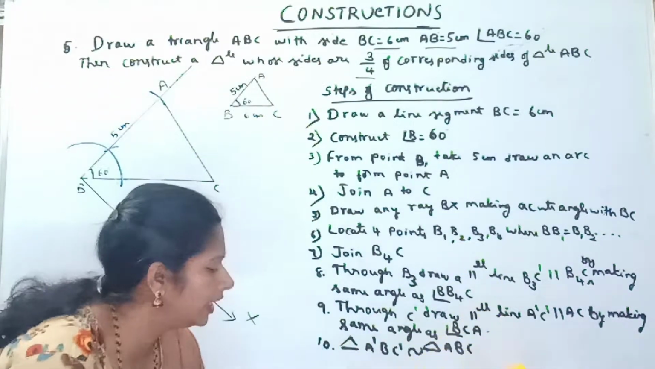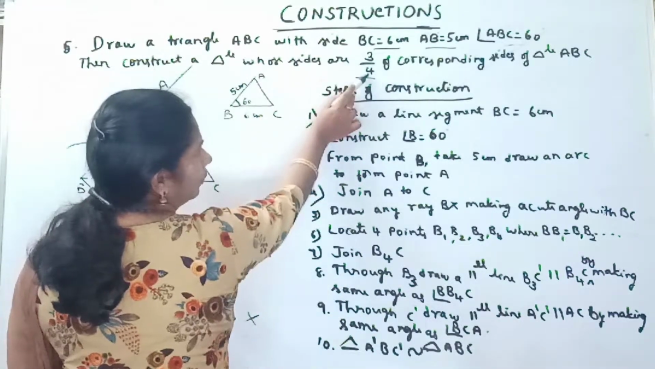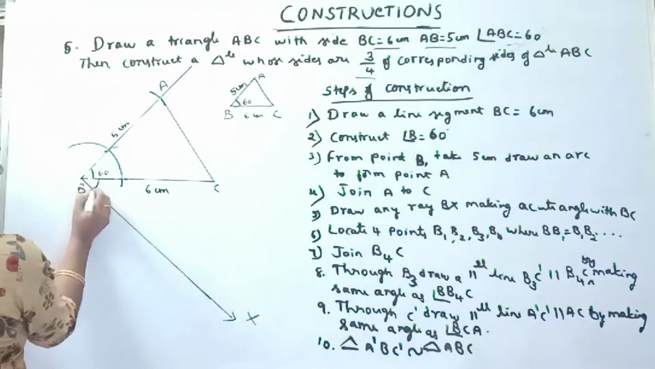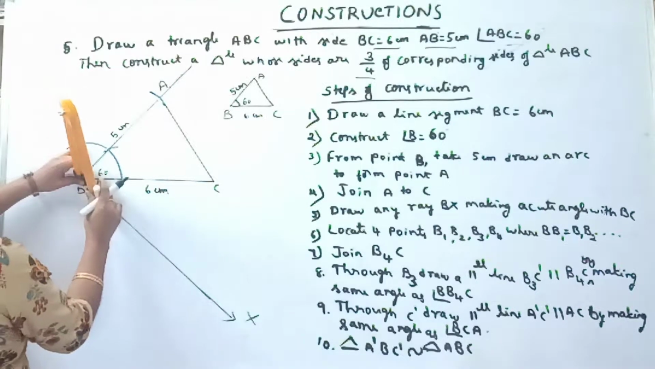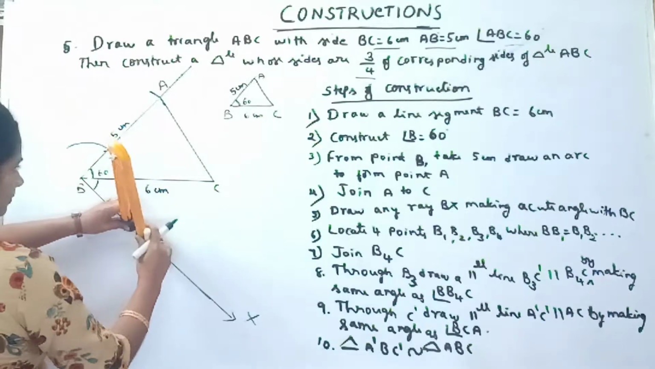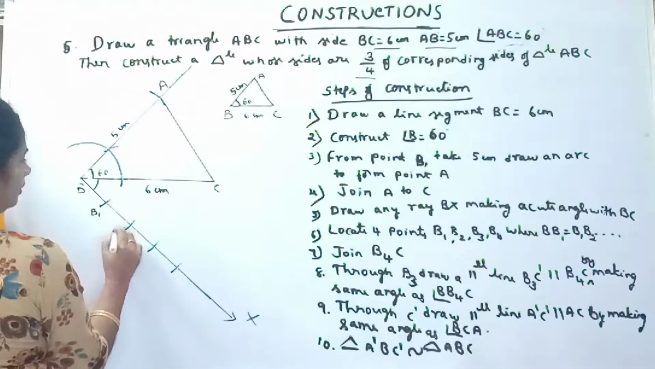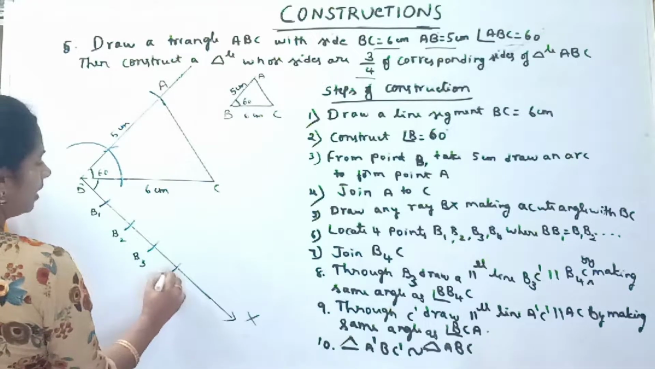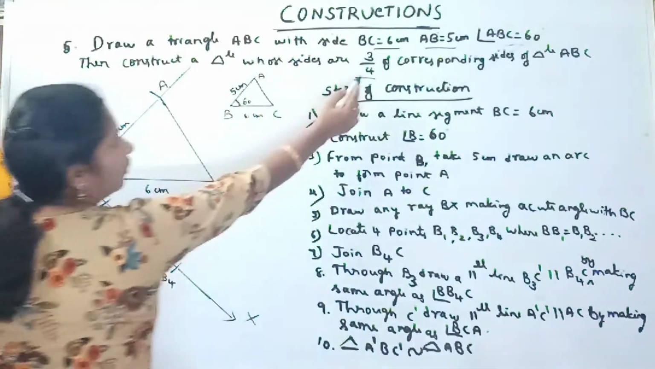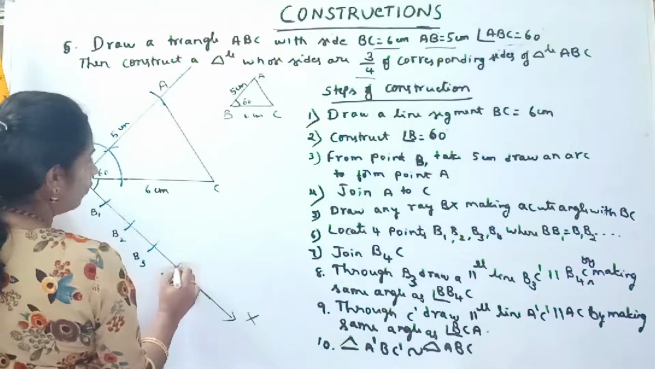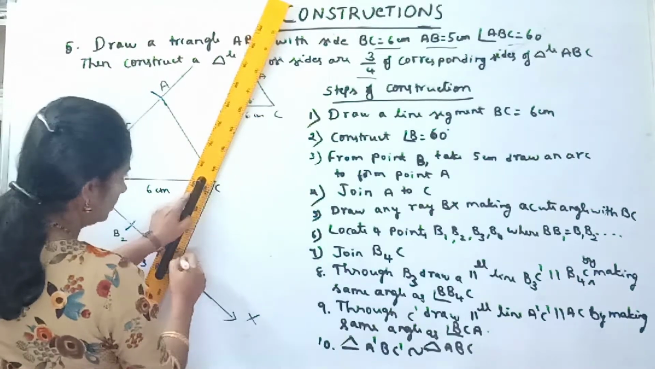Now we have to locate 4 points on BX. 3/4, the greater number is 4. So this is the acute angle. Now we have to draw 4 arcs: 1, 2, 3, 4. Call those points B1, B2, B3 and B4. Now the denominator, which number is there? 4. Now we have to join B4 with C.